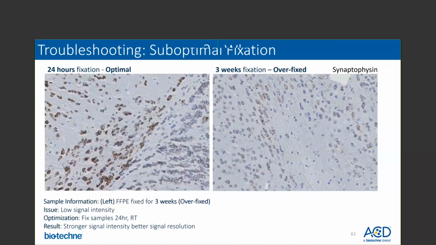Here's an example from a sample that was fixed for too long and then stained with the singleplex brown assay. In the image on the right, you can observe that the RNAscope signal intensity is very weak compared to the left image where the sample was fixed as recommended. This shows how important it is to prepare and fix your samples per our recommendations. Additionally, the fixation state of your samples will be important in determining the optimal pretreatment conditions.